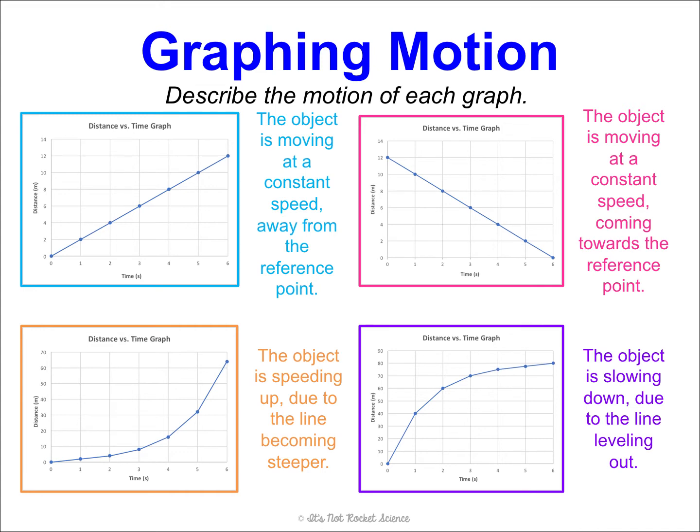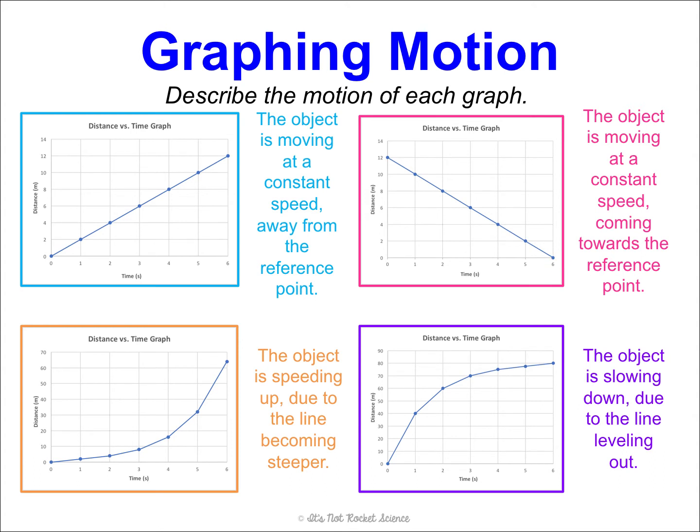Since it starts down here, this here is our reference point. Our zero line down here is the reference point. So since we're starting here and going up this way, that means the object is moving away from the reference point and at a constant speed. Looking over here at our pink graph, we're starting up here, so we're starting at a distance of 12. We're starting far away from our reference point. Again, our slope stays the same, so we're moving at a constant speed, but we're coming back down towards our reference point.